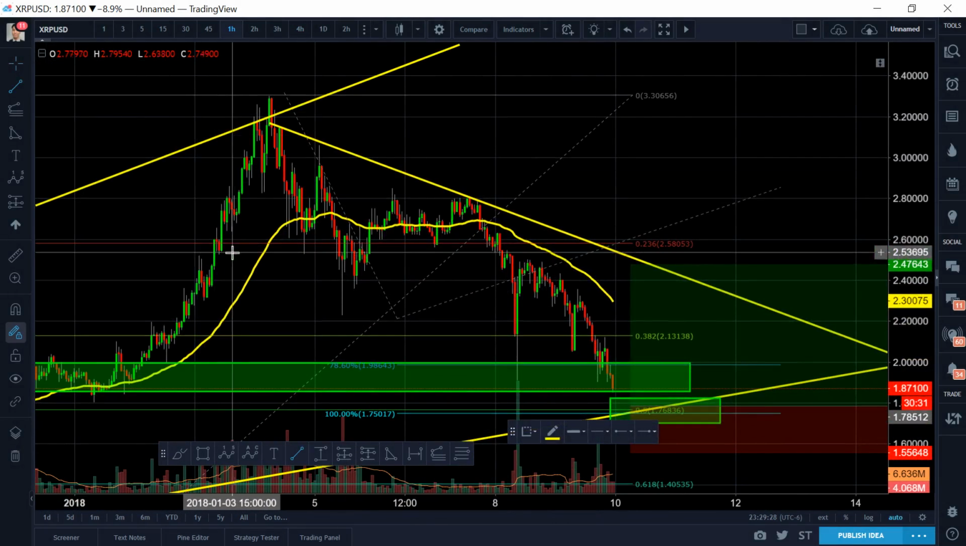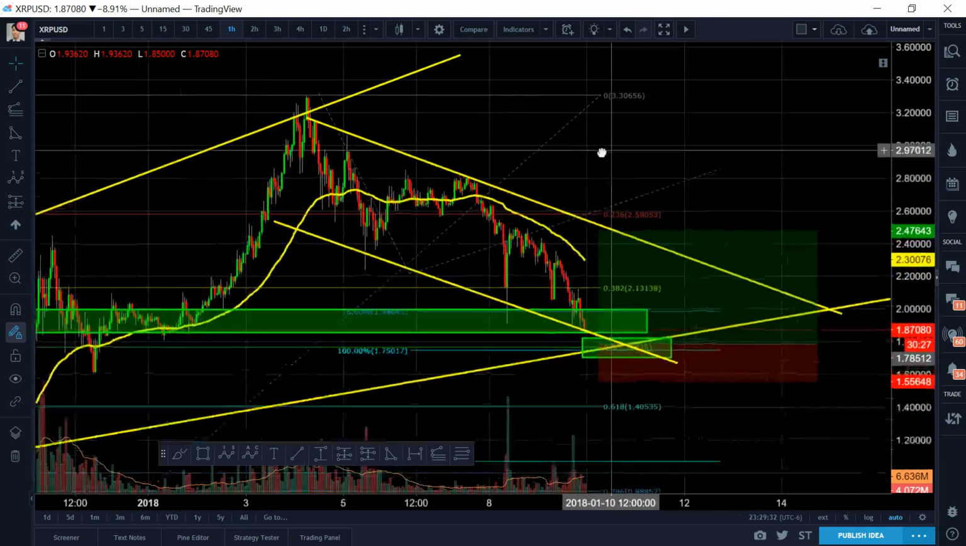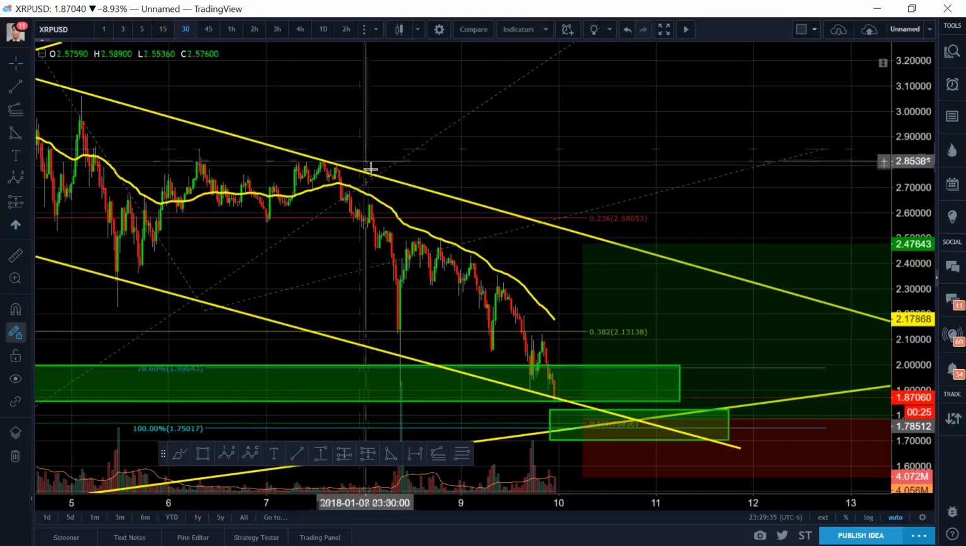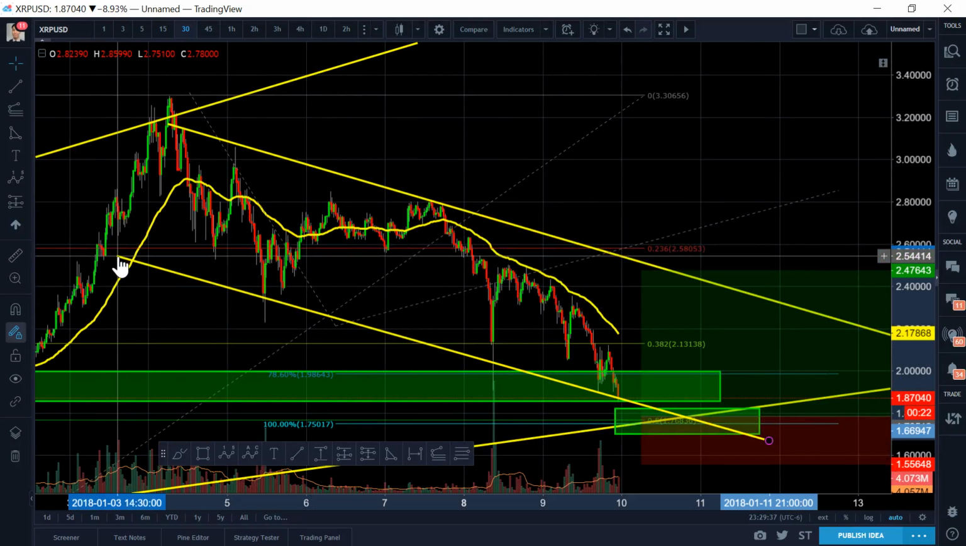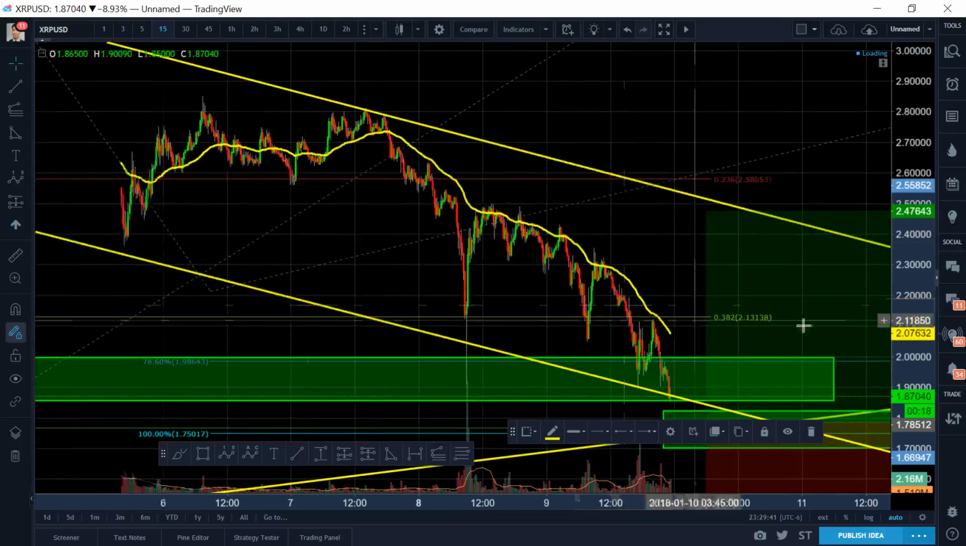Overall, I think this is kind of making a channel. It's like making a flag consolidation. We see it better on, for example, the 30-minute time frame, maybe even 15.